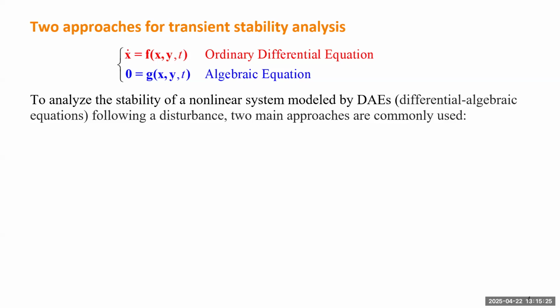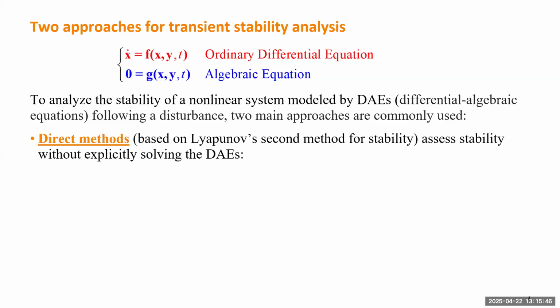And the algebra equation includes everything else, focusing on the variables which are not state variables, like voltage and current, which are typically not considered state variables in transient stability analysis. We can call the whole set of equations the DAE, or differential algebraic equations. So there are two approaches. The first one is the direct approach. The second is the indirect approach.